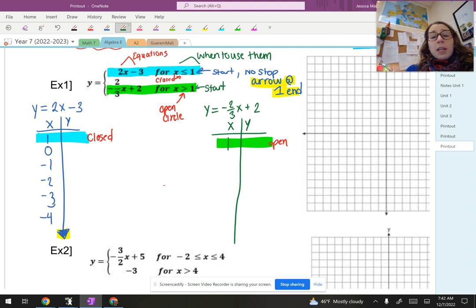Okay, so continuing to fill in my table. So 1, x's that are greater than 1. 1, 2, 3, 4, 5, 6, 7. Again, no stopping point, so we have an arrow at that end as well.